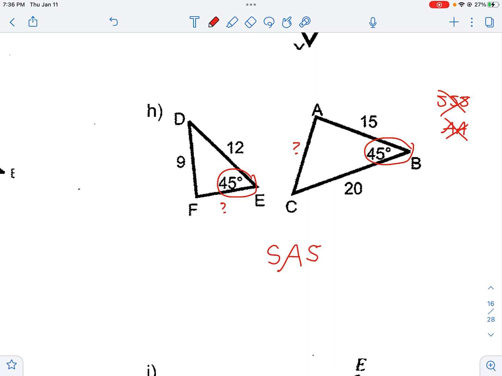Here's the problem though. If you look at triangle ABC, here's my angle, 45 degrees, and I have a side on each side of it. So the angle is in between the two sides. But if you look at triangle EFD, here's my angle, 45 degrees. I have this side 12, but I do not have the side on the other side of 45 degrees. I have a totally different side, a random one. This cannot be used for side, angle, side. Even if I can show that the ratios are equal, I still can't use side, angle, side because the sides aren't in the right position. So this would be an example where I would just have to say that they are not similar.